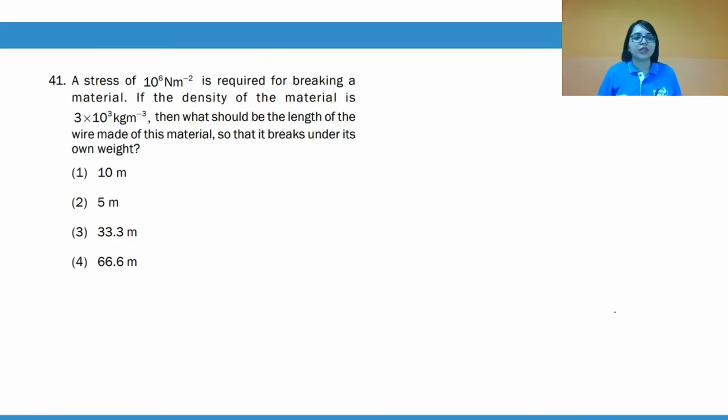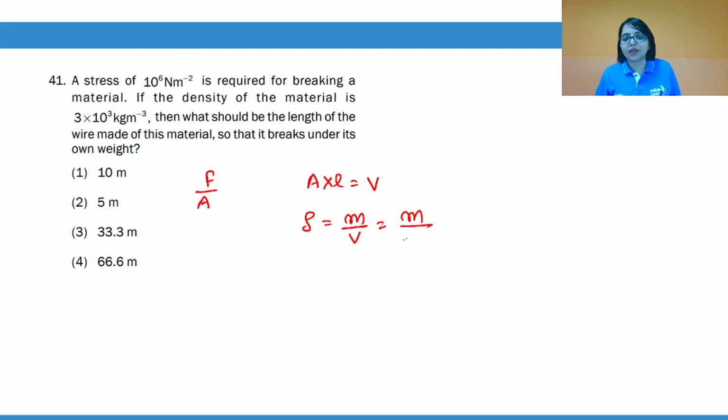Next is question number 41. A stress of 10 power 6 Newton per meter square is required for breaking the material. If the density of the material is 3 into 10 power 3 kilogram per meter cube, then what should be the length of the wire made of this material so that it breaks under its own weight, right? So stress is equal to force upon area. Area into length is equal to volume. Density is mass upon volume, which is equal to mass upon area of cross section into length, right? So area will be mass upon density into length.